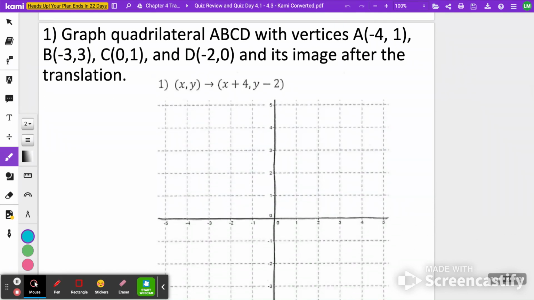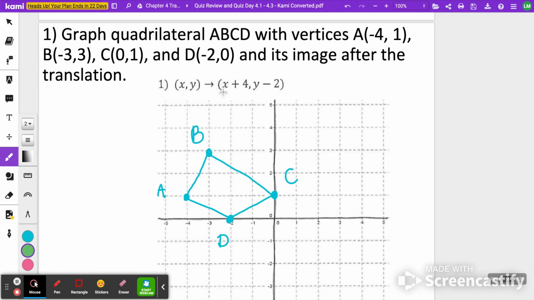Graphing quadrilateral ABCD with the following vertices, and then we're going to use the translation rule to graph that translation. So the first thing we want to make sure is, did we plot the points ABCD correctly? So here's what that should look like with A, B, C, and D all plotted. Now let's take a moment and try the translation.